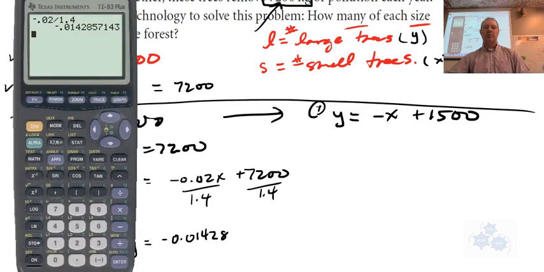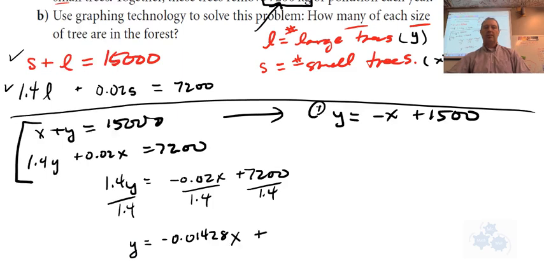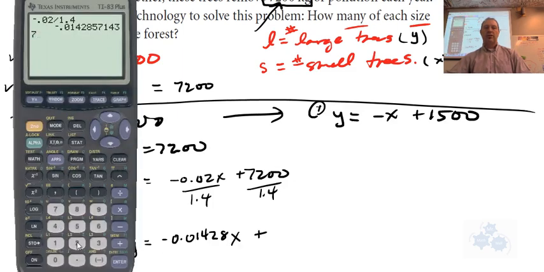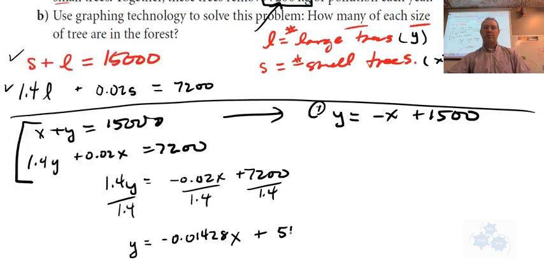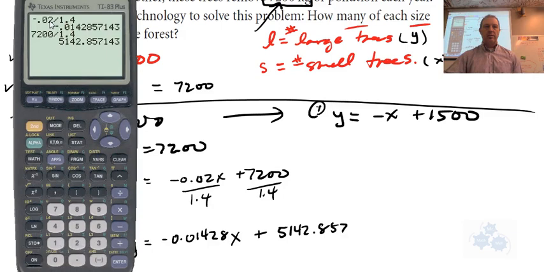Okay-ish. 2857. That's going to be X plus, what's 7,200 divided by 1.4? 5142.857. Okay, you guys agree with that? Anybody double check my numbers there? I got these all right?